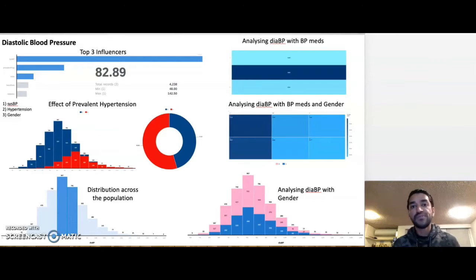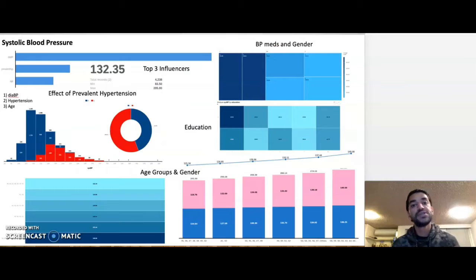Here we see that females suffer from higher systolic blood pressure as compared to males, and blood pressure medication also plays a key role with this attribute. Next, we move on to systolic blood pressure, which is the higher number, when the arteries exert force and pump blood to all the other parts of the body. On average, for a normal person, it's supposed to be 120, but on average for this entire population, it's extremely high at 132.35. The key influences are systolic blood pressure, hypertension, and age.